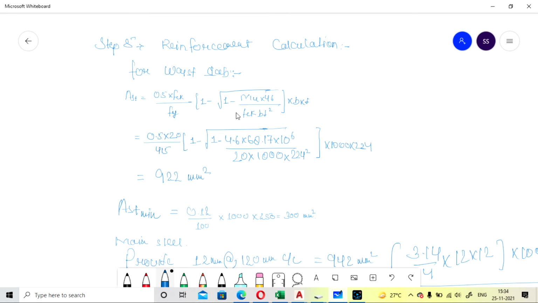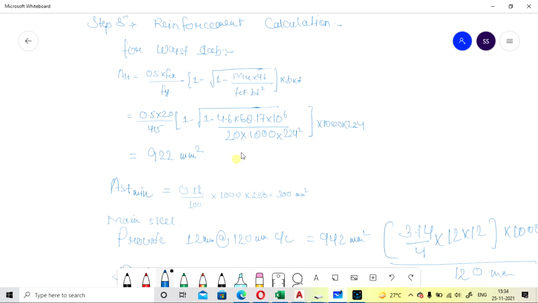Now for the waste slab, our formula for the calculation of reinforcement is Ast equals 0.5 FCK upon Fy in bracket 1 minus square root of 1 minus 4.6 into Mu upon FCK B D square, multiplied by B into D. So 0.5 into 20 upon 415, 1 minus square root of 1 minus 4.6 into 68.17 into 10 to the power 6 divided by 20 into 1000 for per meter of width, and for the effective depth of the waste slab, that is 224 mm, so 224 square, and multiply by B into D. Okay, so it will come as 922 mm square.